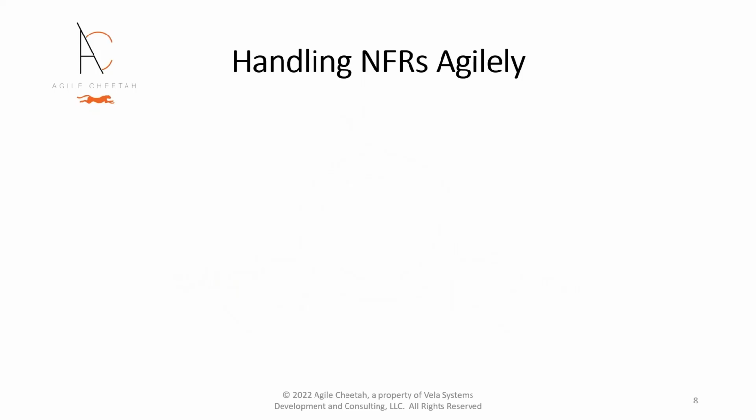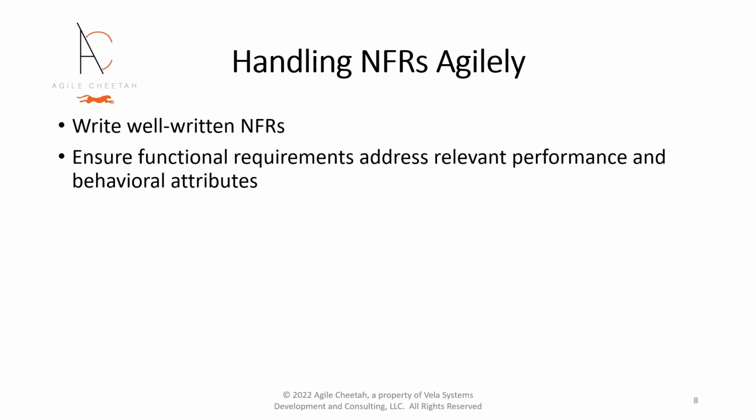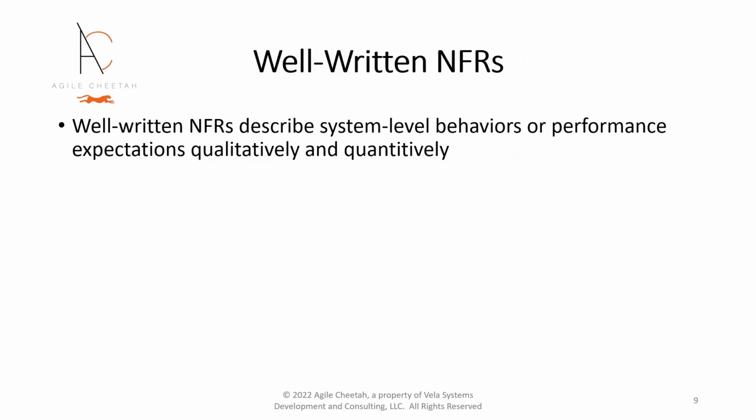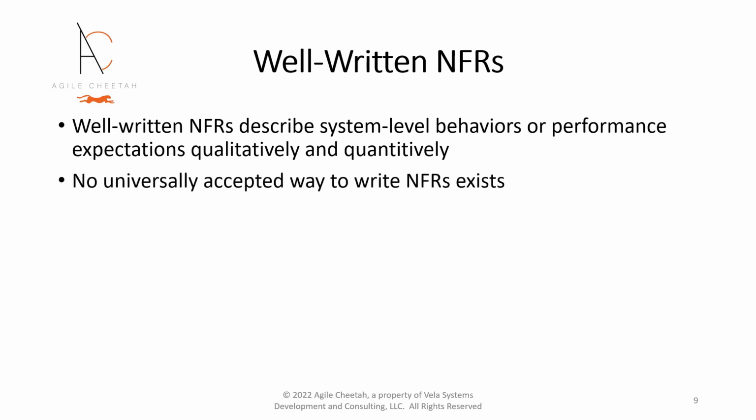There is no fundamental difference between how Agile and traditional software projects handle NFRs. In either context, we handle NFRs by writing well-written NFRs and ensuring functional requirements address relevant performance and behavioral attributes. A well-written NFR describes a system-level behavior or performance expectation, both qualitatively and quantitatively. There is no universally accepted standard way to write NFRs. However, the following guidelines should help.